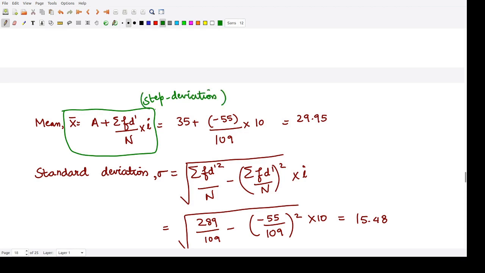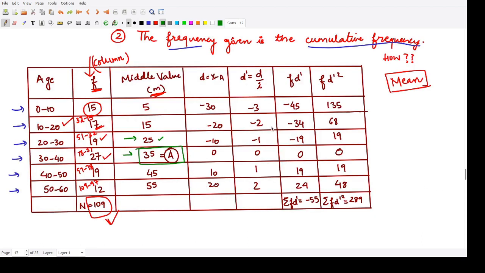Excuse me, ma'am. Yes. Ma'am, about the... So how do you calculate this d? d is calculated by x minus a. A is the assumed mean, this is the given data. So you subtract this 5 from this assumed mean 35. So that would be minus 30. Then you subtract 35 from 15, that would be minus 20, and so on.